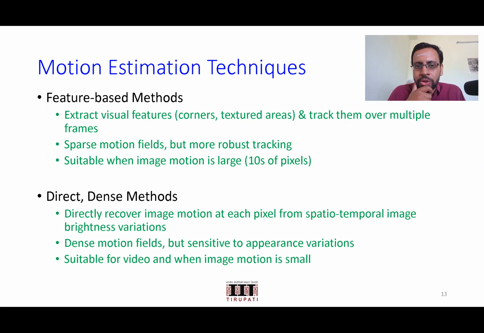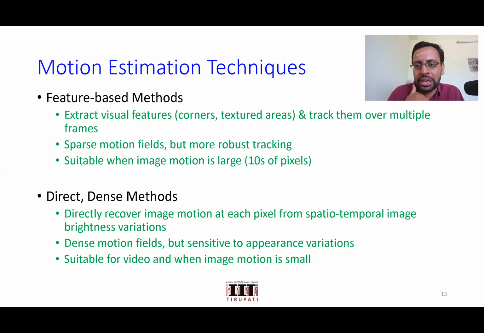Feature based methods usually are applied when your image motion is large, because while you are computing the feature points, there might already be some amount of disparity, like plus or minus a few pixels, which you could get for various reasons. And you have good enough information about that from our previous lectures. So if it is on the order of some tens of pixels that you are expecting as the displacement from one image to the other.